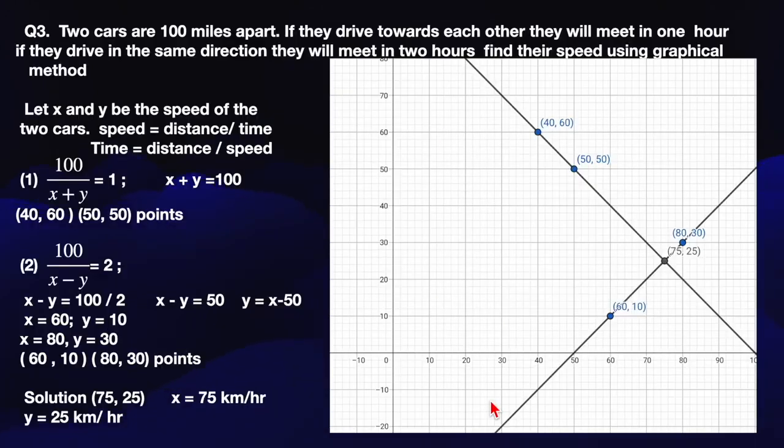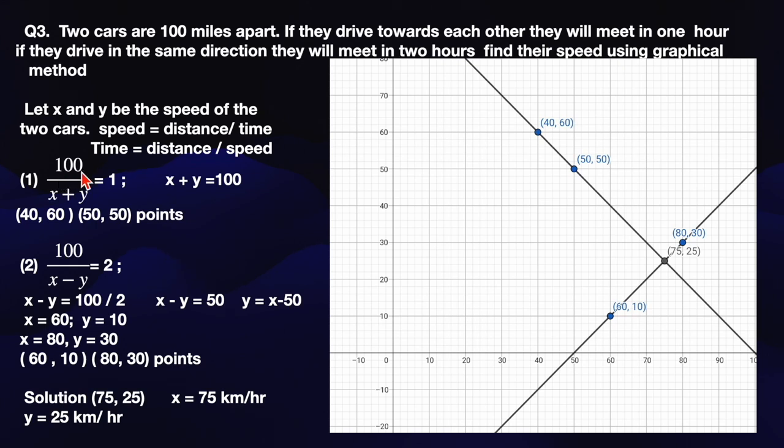Question 3. Two cars are 100 miles apart. If they drive towards each other, they will meet in 1 hour. If they drive in the same direction, they will meet in 2 hours. Find their speed using graphical method. Let x and y be the speed of two cars. We know this formula, speed is equal to distance upon time. So time is equal to distance upon speed.